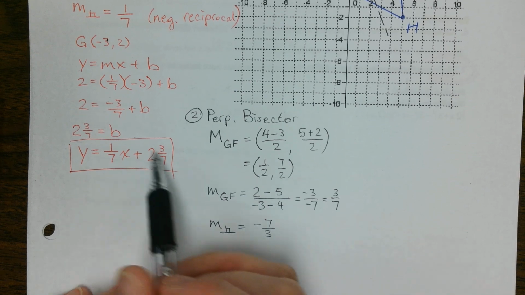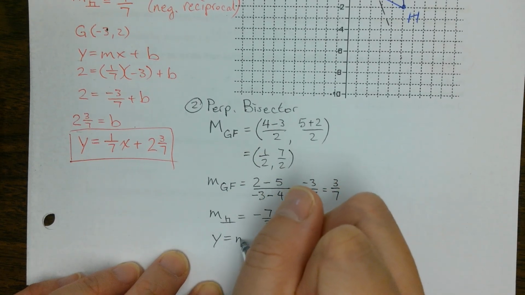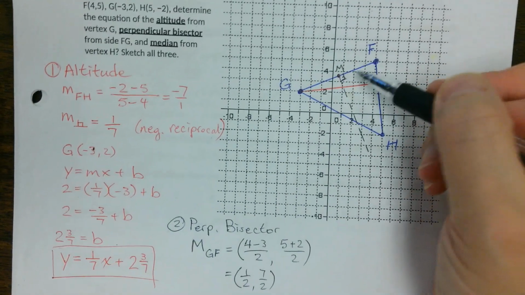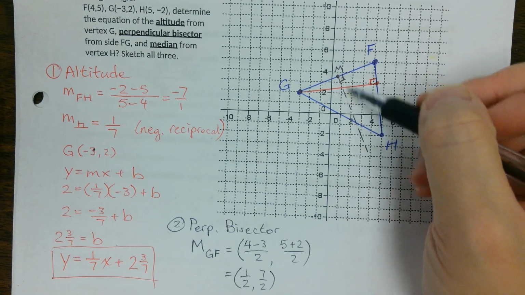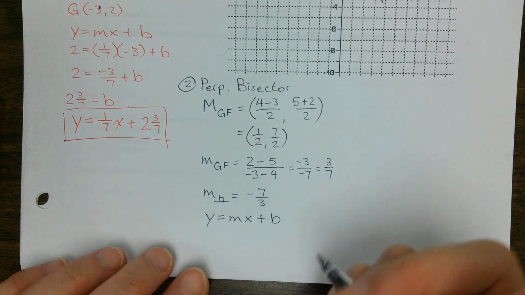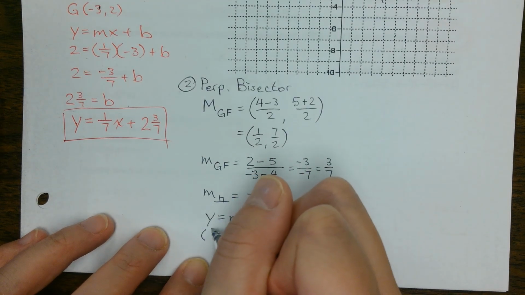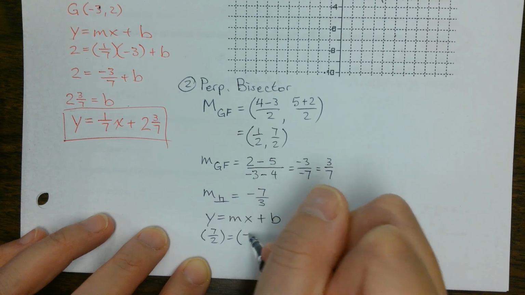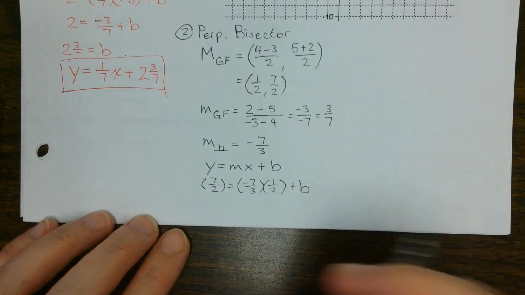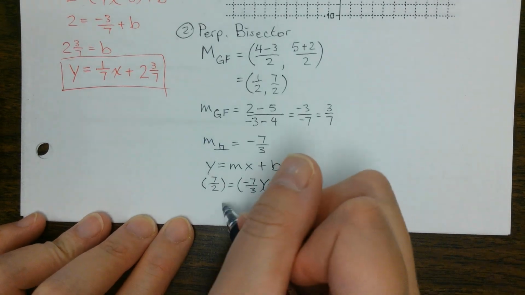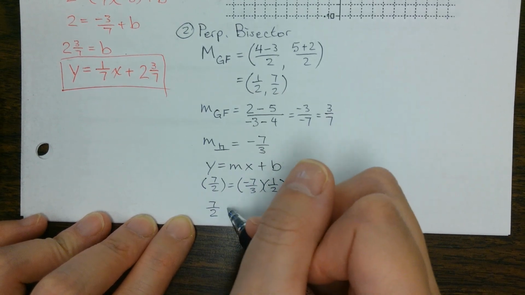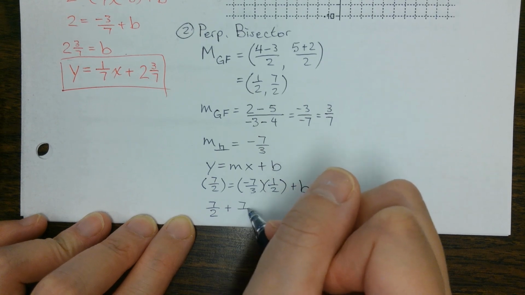Okay. Now I do the same thing. I do y equals mx plus b. But this time I'm going to use the midpoint and the black slope, because those are the only two that I know are on the black line. So 7 over 2 equals -7 over 3 times 1 over 2 plus b. Who chose these numbers? 7 over 2. When you move this over, you get plus 7 over 6.